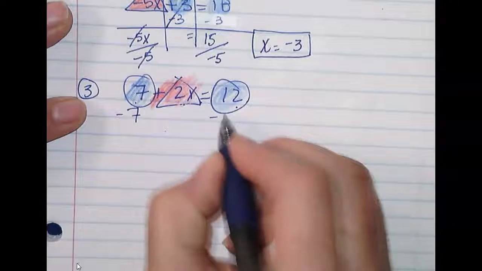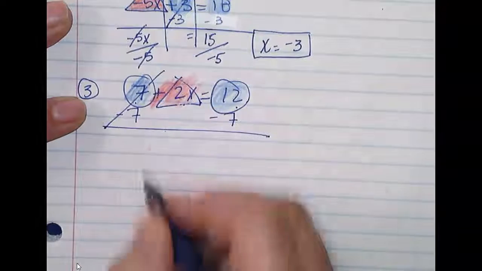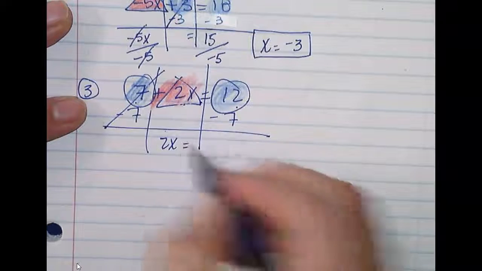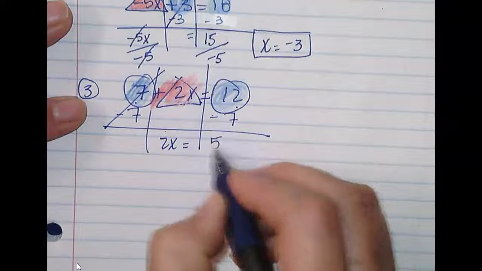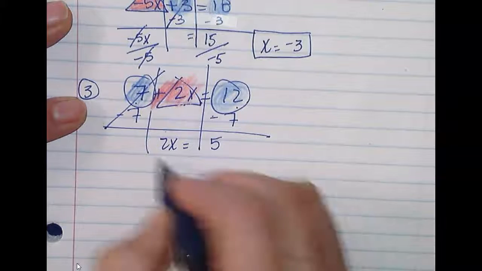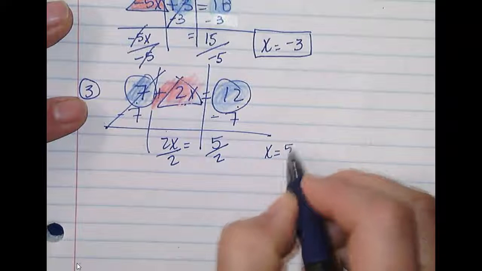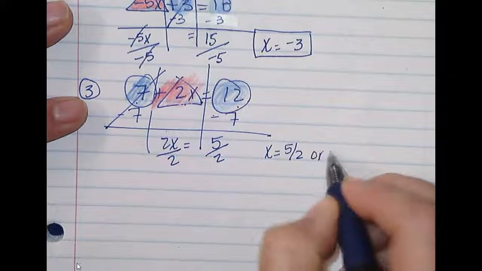Minus 7. That's a 0. Do 3 math problems. That's going to be 2x equals. What's 12 minus 7? Probably 5. Divide by 2 or divide by 5? You divide by 2 because it's the x. That's 5 over 2 or 2.5.